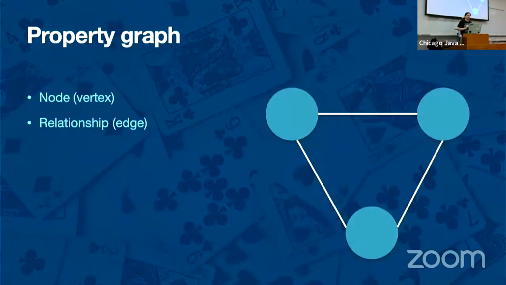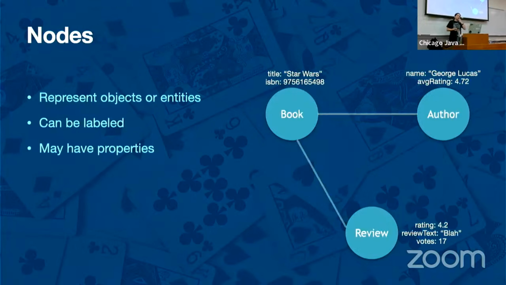So let's construct one really quickly. We have nodes and relationships are the two major components of a graph. If you're familiar with mathematical terms, these will be vertexes and edges. Nodes are going to represent your objects or your entities. You can label them, which means kind of categorize them or group them. If you're familiar with relational databases, you can kind of think of those labels as table names. So we have books and authors and reviews. You can also add metadata or properties. So for instance, we have a book title, we would have an author name or an average rating, we would have review text that gets written, etc.